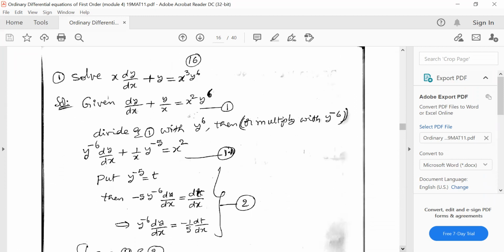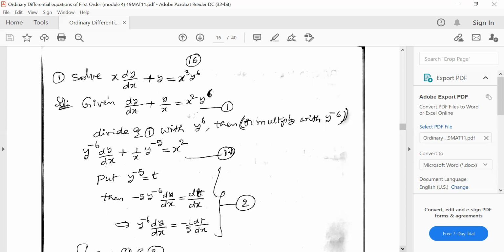See this problem? x dy by dx plus y equals x cube into y power 6. See here, it is almost nearer, but some term is obstructing. This y power 6 is there. So we'll divide the equation by this y power 6.